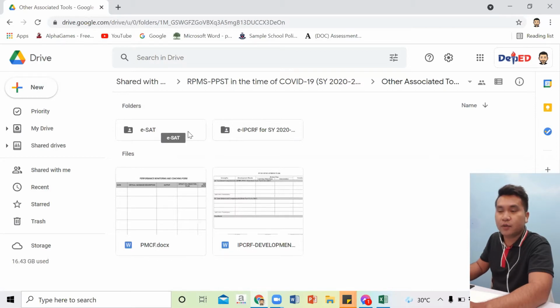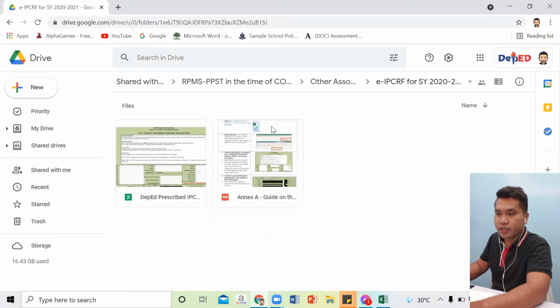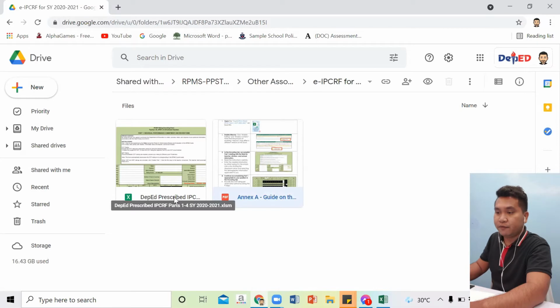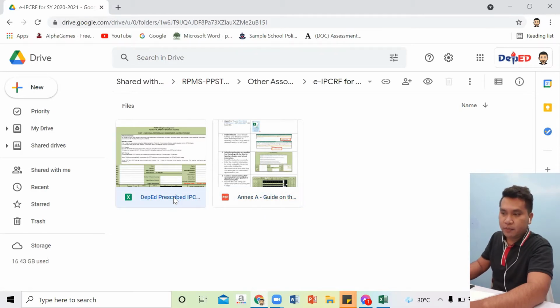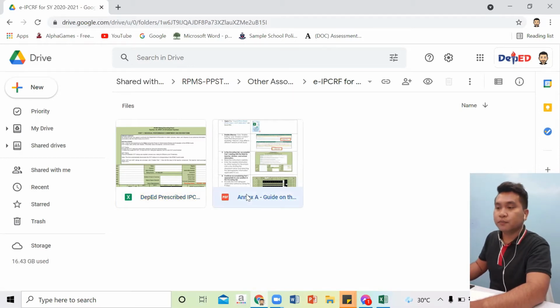We're done already with the ESAT, so I'll now proceed to the e-IPCRF. As you can see, you have two files: the PDF and the Excel file. The PDF will be your guide. You have the step-by-step procedure on how to answer the IPCR.